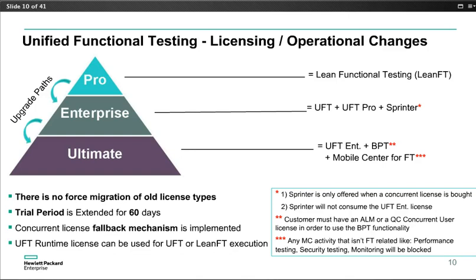And the last thing is that we released in the previous version 12.5, the runtime engine or the runtime license. Now it allows you to execute either UFT or LeanFT scripts. So by spending half the price compared to the UFT Enterprise concurrent license, you're able to buy just the runtime engine. And as I mentioned, this engine allows you to execute either UFT or the UFT Pro, which is LeanFT.